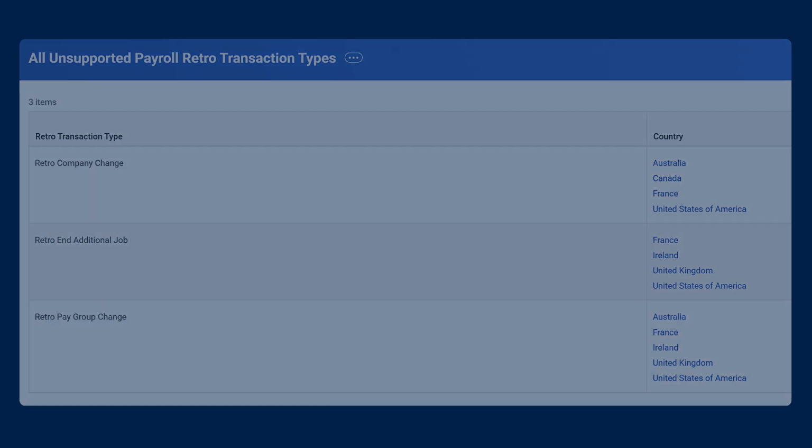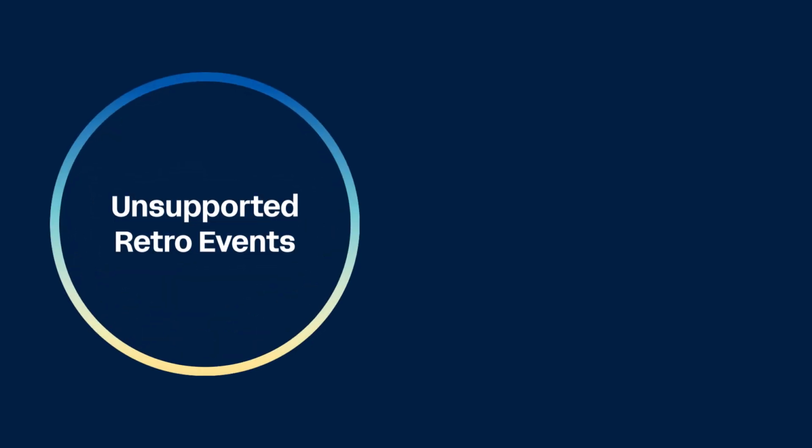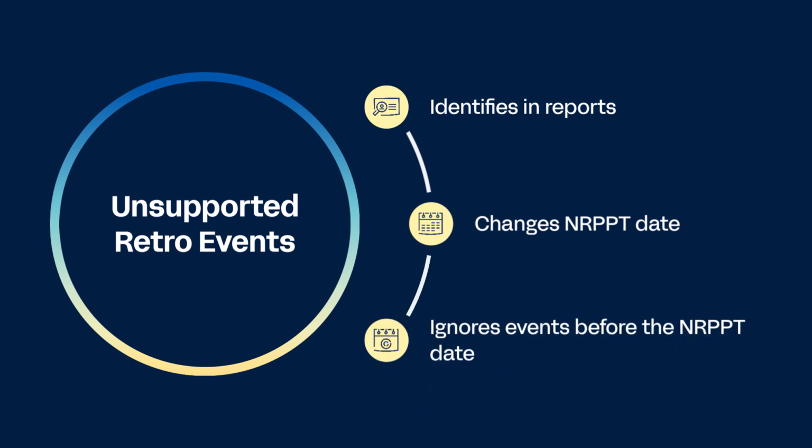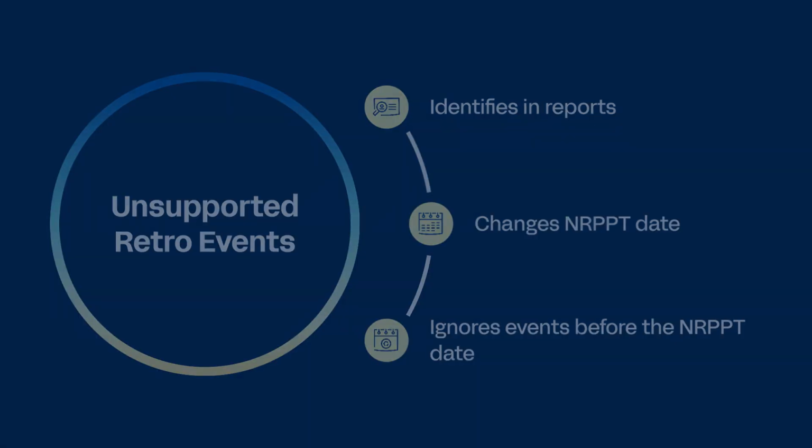pay group change. When you run retro for workers with unsupported events, Workday identifies the event as unsupported in reports, changes the worker's NRPPT date to 1 day after the last period with completed results, and ignores any events, supported or unsupported, before that date.